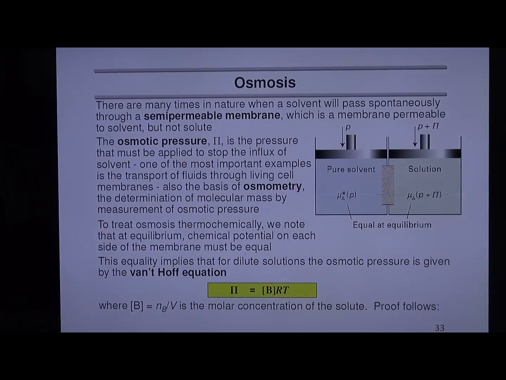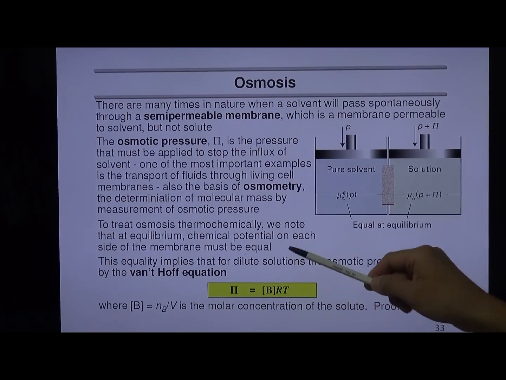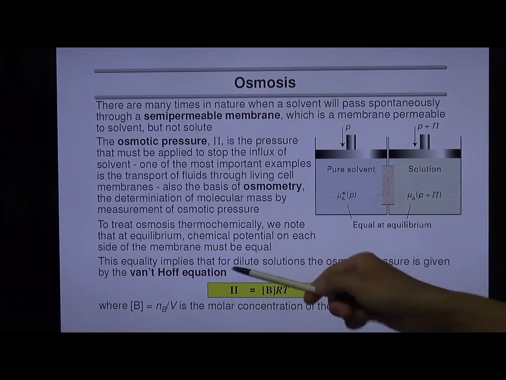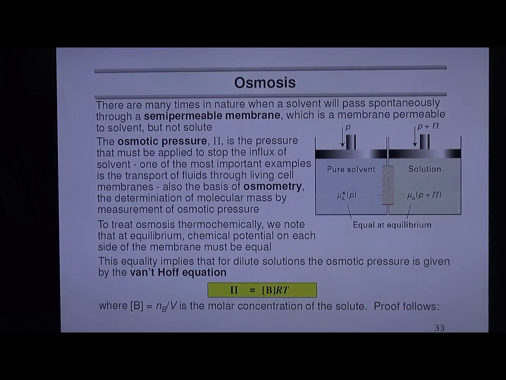If you just see the result, osmotic pressure pi is equal to a very simple form: B RT, the molar concentration of solute times RT. It's very simple. It only depends on the concentration of solute, not the kind of solute, right? So this equation is called the van 't Hoff equation. So let's derive why osmotic pressure has this simple form. Okay, let's do the derivation.